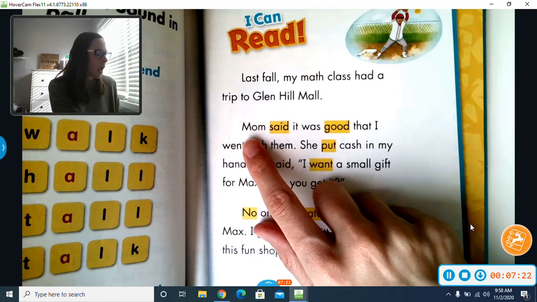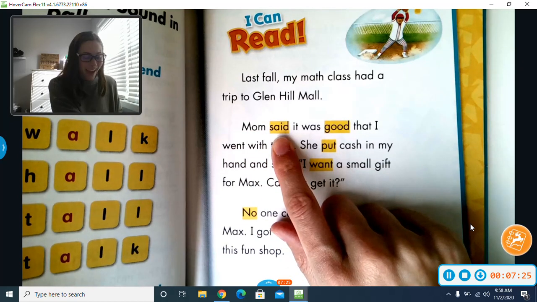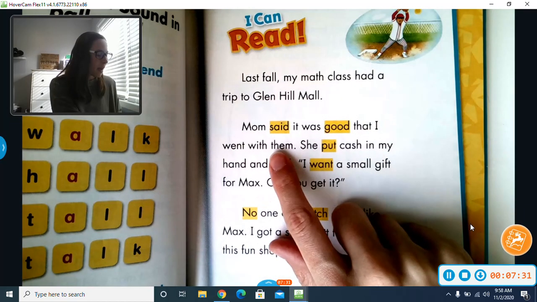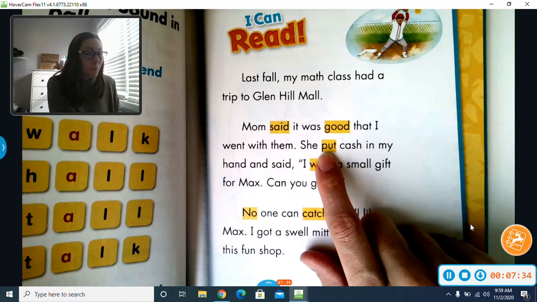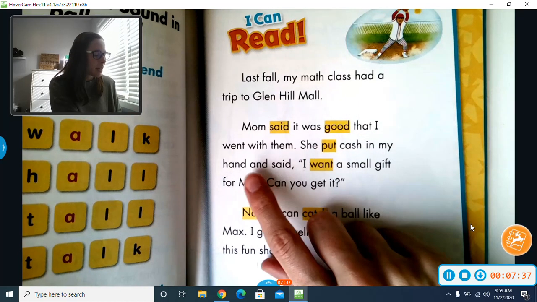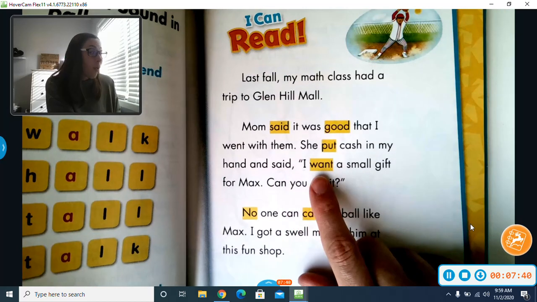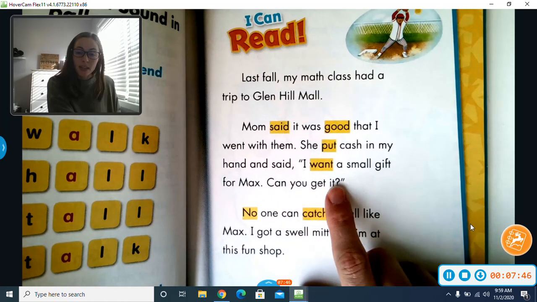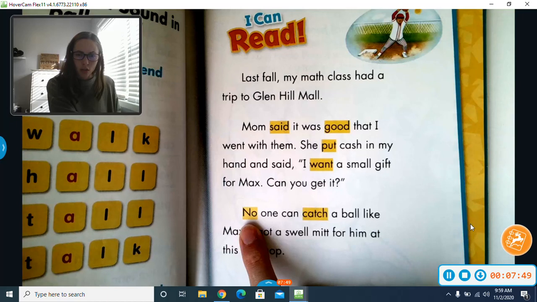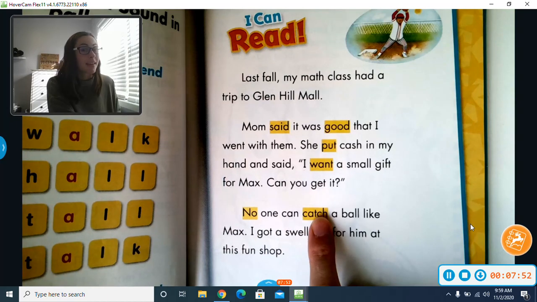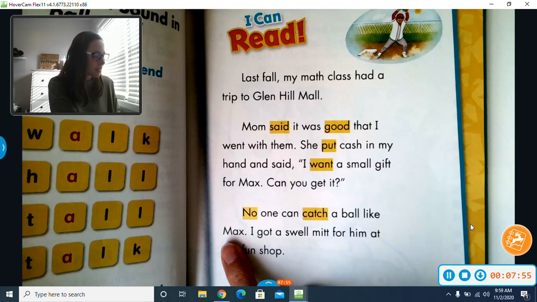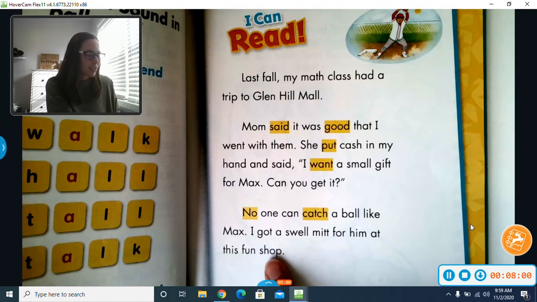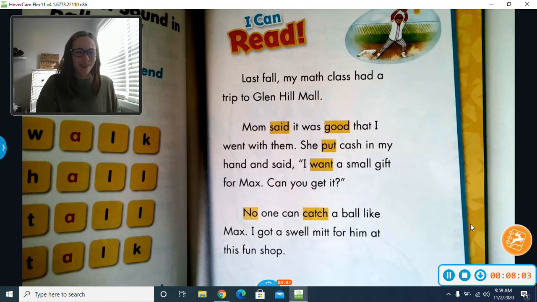Here we go. Mom said it was good that I went with them. She put cash in my hand and said, I want a small gift for Max. Can you get it? No one can catch a ball like Max. I got a swell mitt for him at this fun shop. Awesome job. Thank you for reading that with me.